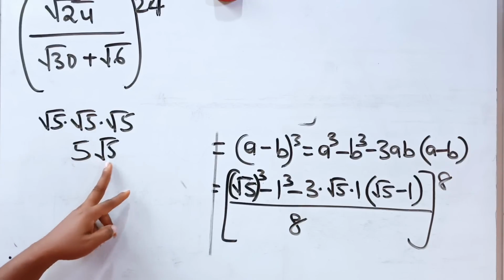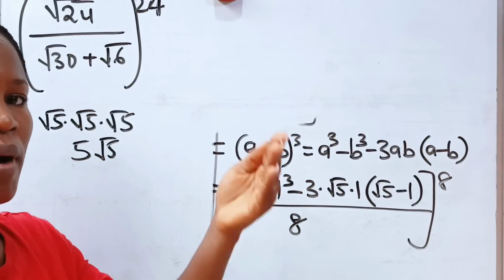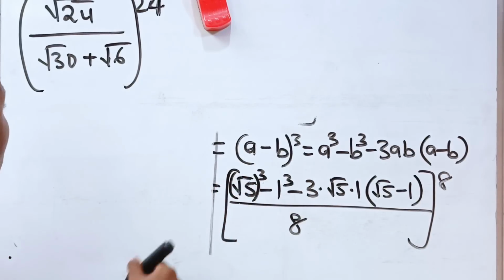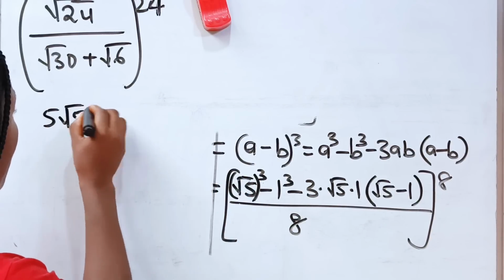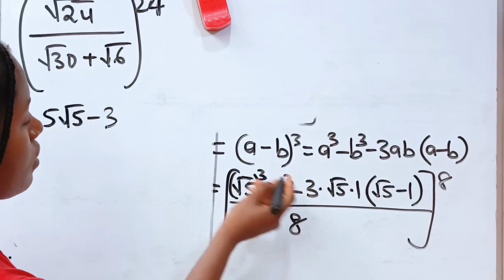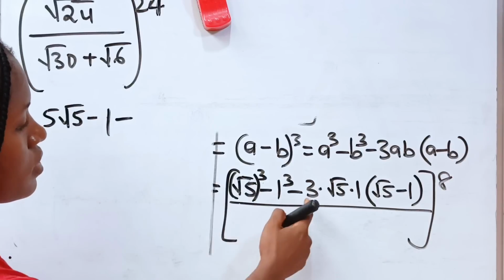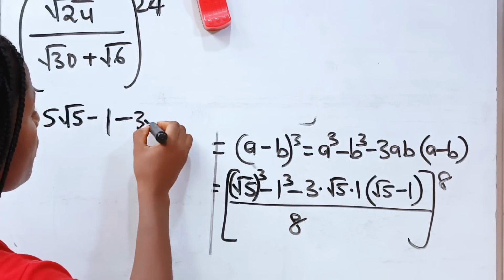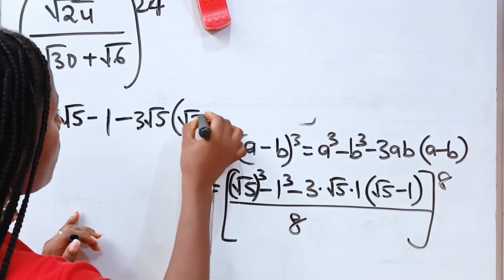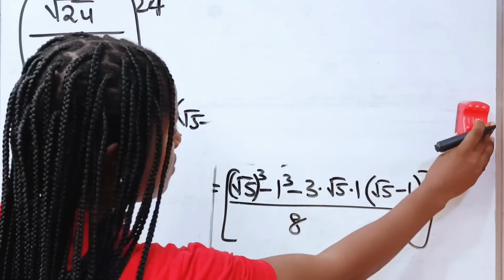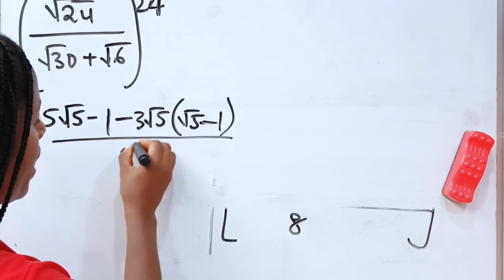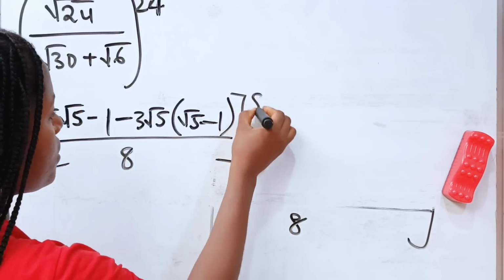So this is what we have: 5 root 5 in place of root 5 raised to the power of 3. Okay, so I'm now going to write this as 5 root 5, that is in place of this, minus (1 to the power of 3 is 1), then minus 3 times root 5 times 1 will give me 3 root 5, then multiplied by root 5 minus 1. Okay, so I'm done with this. Minus 1, everything divided by 8 and everything raised to the power of 8.